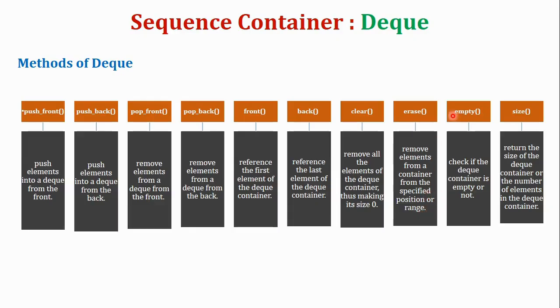And next one is empty. Check if the DQ container is empty or not. And next one is size. It will return the size of the DQ container, or the number of elements in the DQ container.